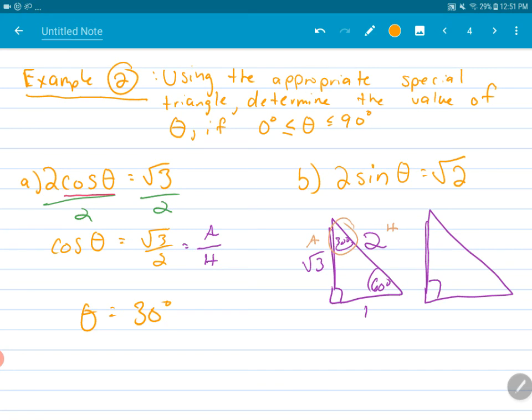In the past, you would have used your calculator and done your cos inverse button to get the angle by itself, but with special triangles, you don't need to do that. You can solve it just by using these triangles, no calculator even necessary. So try the same strategy with part B and check your answer after.